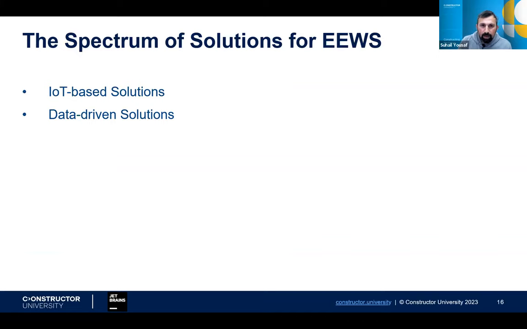So here is a spectrum of solutions for earthquake early warning systems. There are solutions out there, but especially those based on artificial intelligence and IoT are still in testing phases. Of course, there are some solutions which have been deployed in the field, but overall, due to the tough nature of this problem, there are still different solutions in different phases. There are IoT-based solutions, and then there are data-driven solutions.